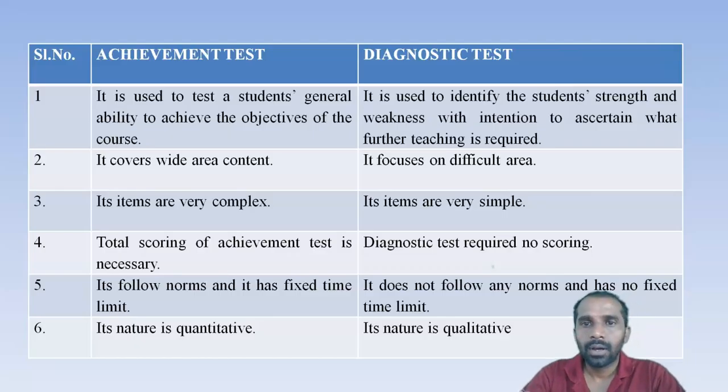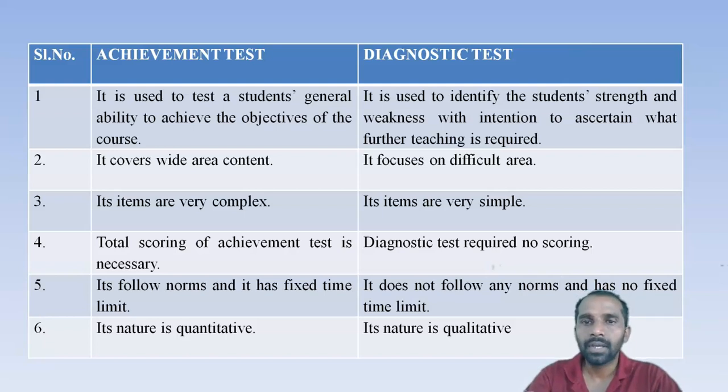Next, the difference between achievement and diagnostic test. Number one, an achievement test is used to test a student's general ability to achieve the objectives of the course, whereas a diagnostic test is used to identify the student's strengths and weaknesses with the intention to ascertain what future teaching is required. An achievement test covers a wide area of content, whereas a diagnostic test focuses on the difficult area.